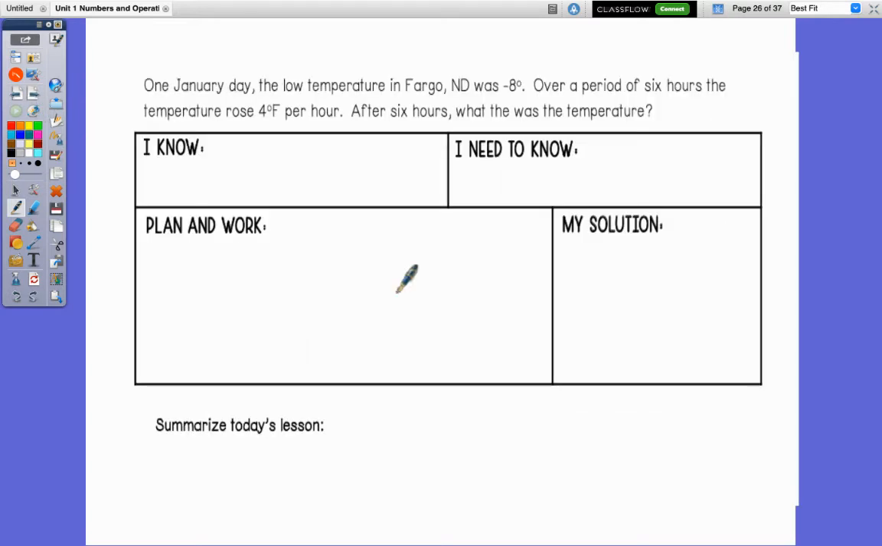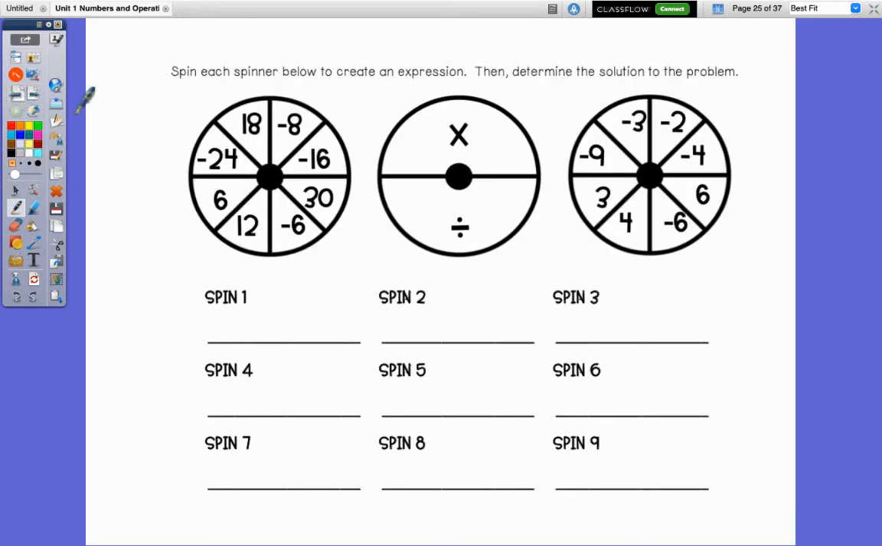Okay, this next one, you need a spinner, which is like a paper clip or anything you can spin across. So you're going to do this, and I'm going to make up a spin. Spin 1 is negative 24, spin 2 is divide, and spin 3 is negative 6. So I'm going to solve that: negative 24 divided by negative 6. Well, I have 2 negative numbers, so my answer is going to be positive. And what is 24 divided by 6? It is 4. So you're going to do these last 2.